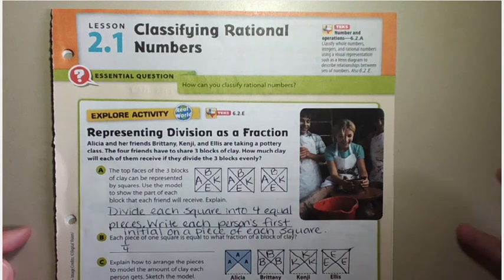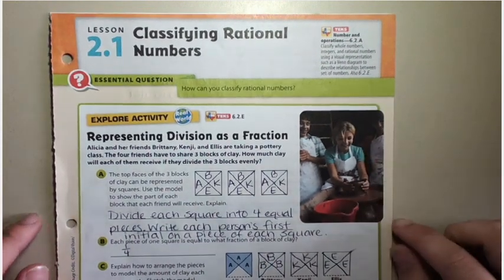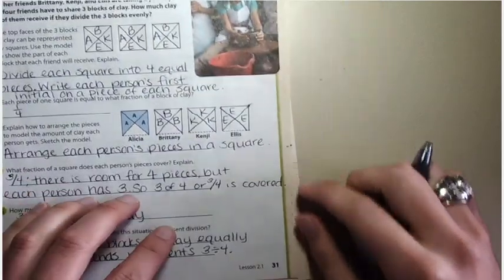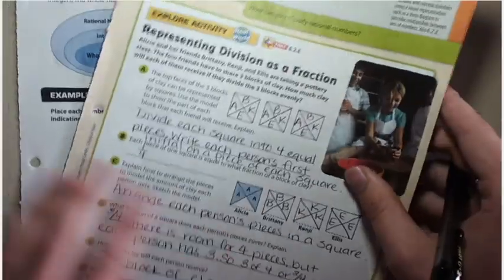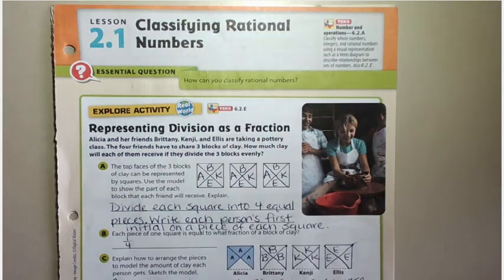Today we're going to be watching a video over lesson 2.1, which is classifying rational numbers. It is page 31 through page 34, so hopefully you guys can pause the video real quick and take out both those pages. So if you haven't, go ahead and do that, please.